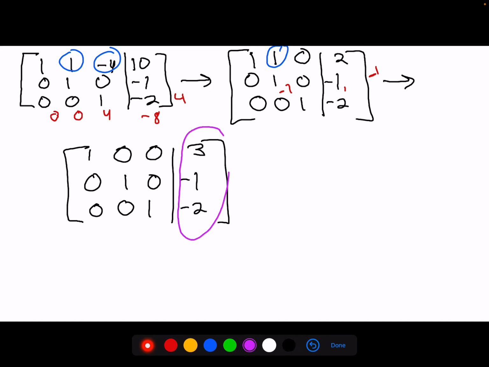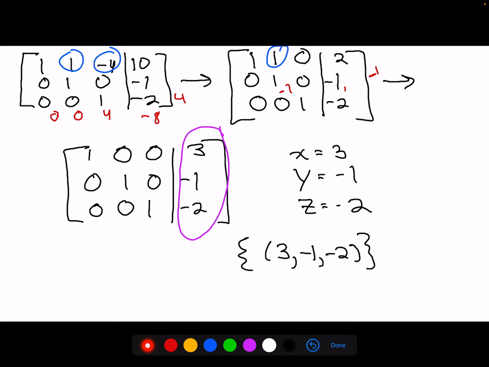This last column here has our solutions. X equals 3, because 1x plus 0y plus 0z equals 3. Y equals negative 1, because 0x plus 1y plus 0z equals negative 1. And z equals negative 2, 0x plus 0y plus 1z equals negative 2. So our solution set is the ordered triple 3, comma, negative 1, comma, negative 2. And there you go. So that's how we do it, using the Gauss-Jordan method.